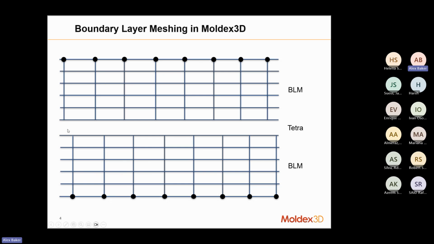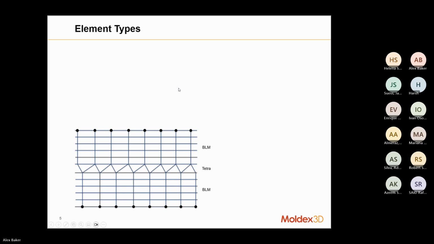All right, so these nodes are going to be offset from one another, which means they need to be connected. These extruded layers need to be connected, and that's where the tetra layer comes into play. It's kind of like the glue that allows you to combine these two extruded layers. Now there's three types of elements that are used in the boundary layer meshing. I'll say there's three element types that are used in Moldex3D.